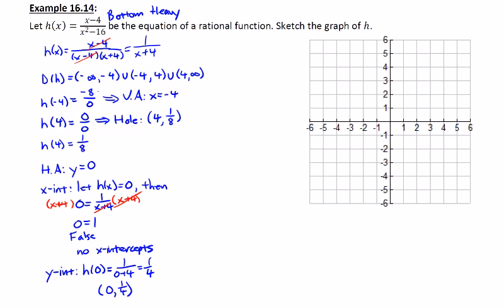Let's put this information on the graph, see what we have. Starting with the y-intercept, there is no x-intercepts. There is a hole, however, and I will represent that hole with an open circle at 4 comma 1/8. So you do the best you can, estimate about where it's located. And then there is going to be a vertical asymptote located at x equals negative 4.